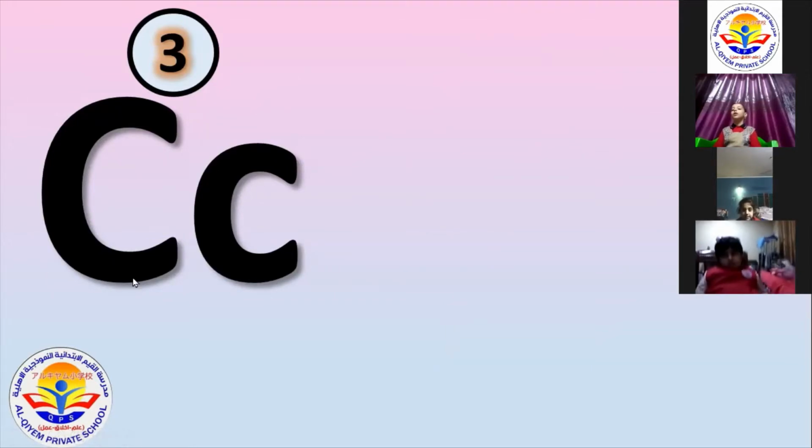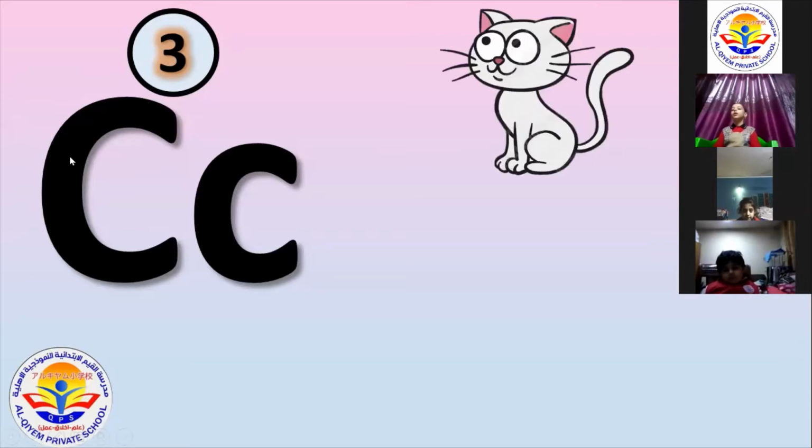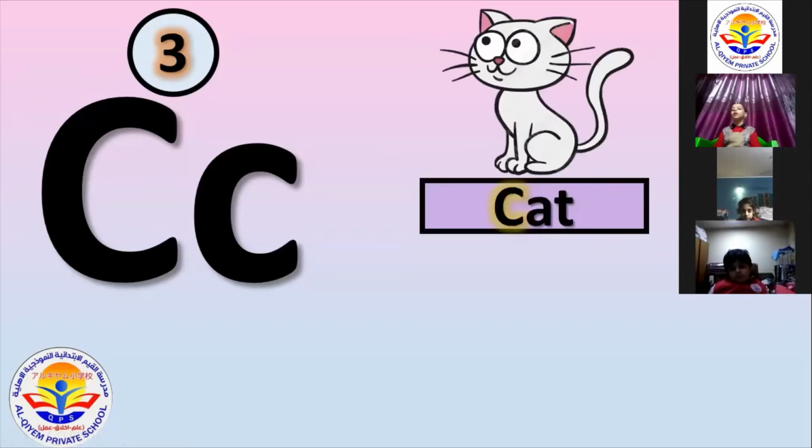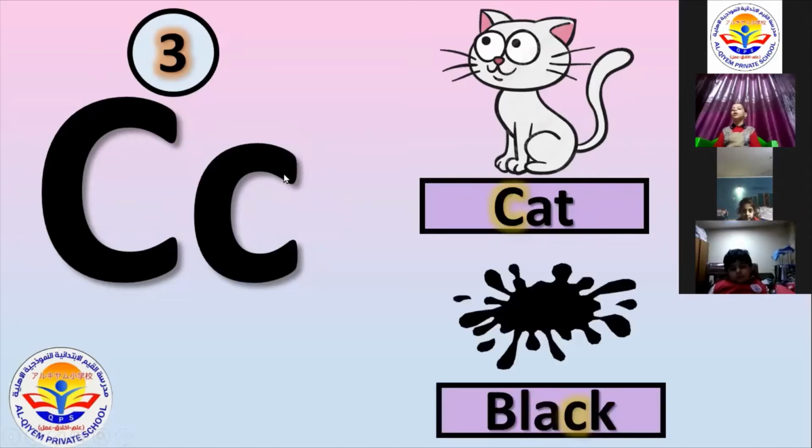This is the capital letter C which we use at the beginning. For example, the word cat. And this is the small letter C which we use at the middle or the end. For example, the word black.